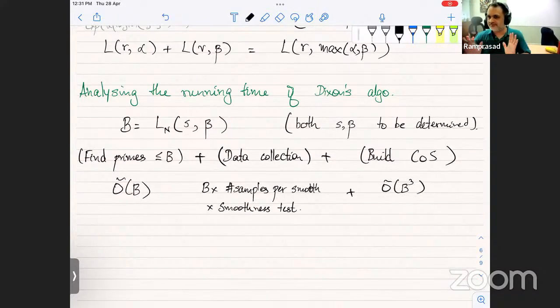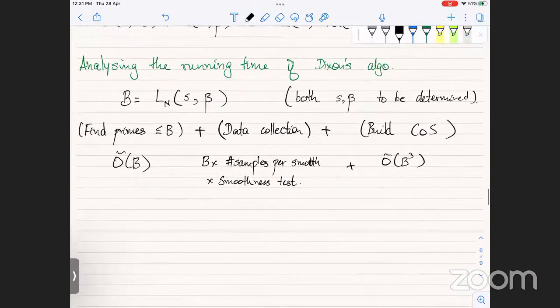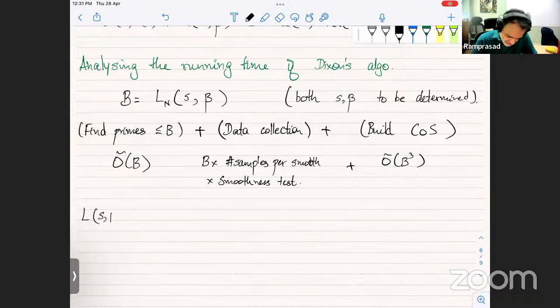Is this okay so far? Okay, great. So now let's just put things together. So what is O tilde of B? This is going to be L of S comma beta, which we have not yet decided. Again, I'm dropping all of these lower order terms. Plus I have L of S comma beta. This is coming from B.